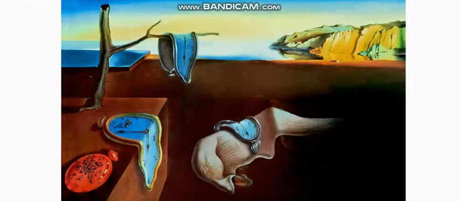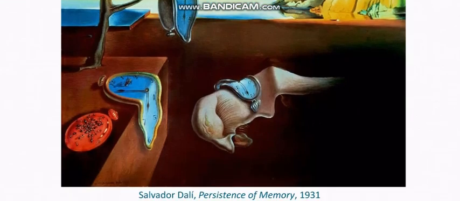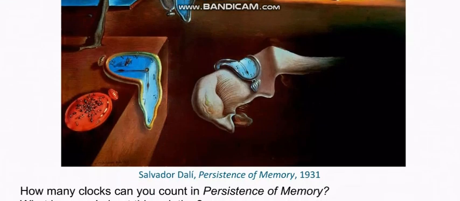This is the painting made by Salvador Dali. The name is Persistence of Memory, 1931. So this is the view of the memory. How many clocks can you count in the Persistence of Memory? What is the surrealism about this painting? This is the question that came into the minds of the viewers and the critics.